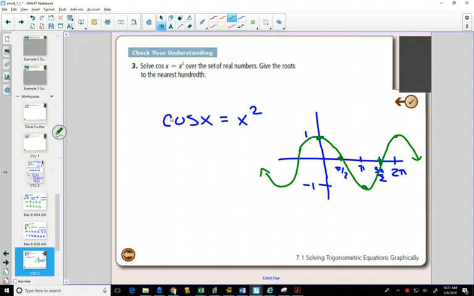I'm going to put a green line under the left side because that's graphing cos. I'm going to put a purple line under x squared because you know how to graph x squared as well. It goes through 0, 0. It goes through 1, 1.